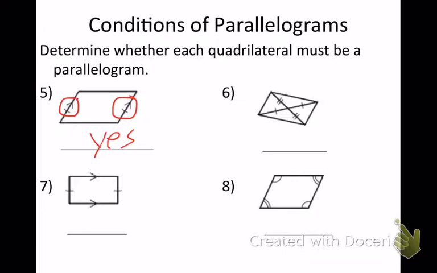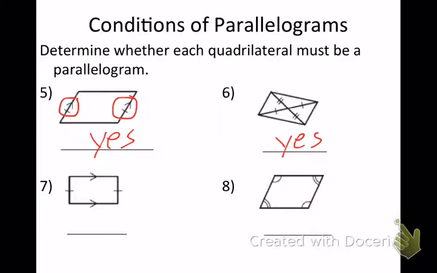6. Would 6 be a parallelogram? Yes or no? Colton Wilkie. It is. Why? Yeah, the diagonals bisect each other. So that means it is a parallelogram. Nice job. Now, number 7. Yes or no? What are you thinking here, Claire?